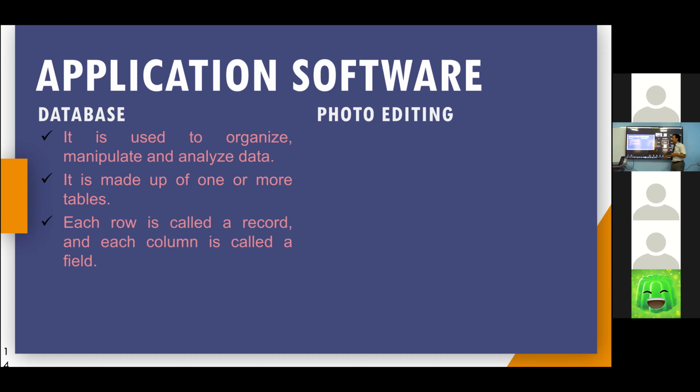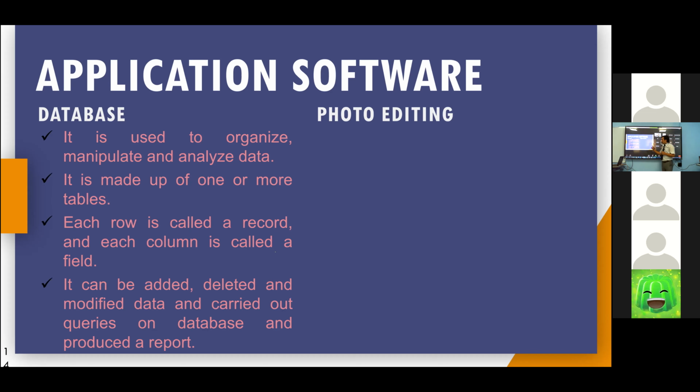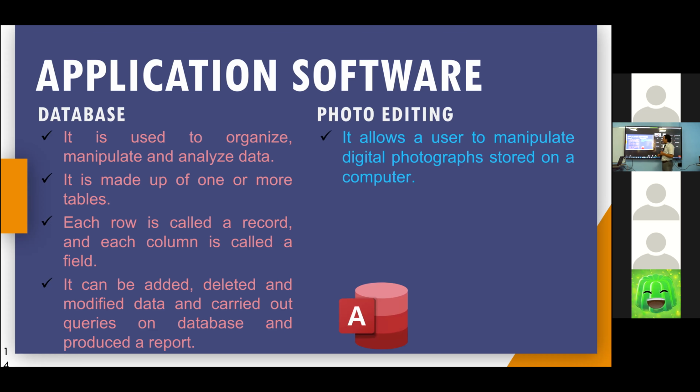Okay, each row is called a record. Rows we are calling in the database a record, and columns we are calling a field. Okay, next one. It can be added and deleted like Word, Excel, processes or software. Let's continue with the photo editing. This is our Access database software, Microsoft company.